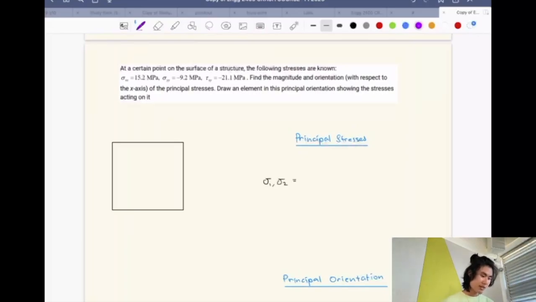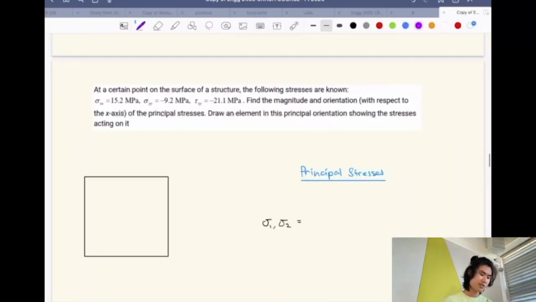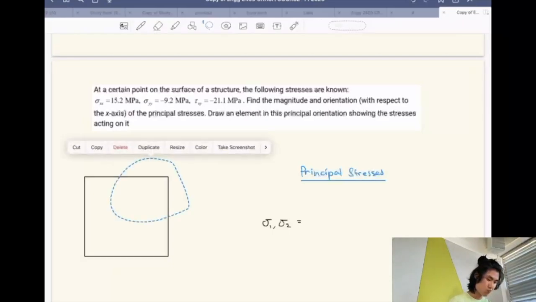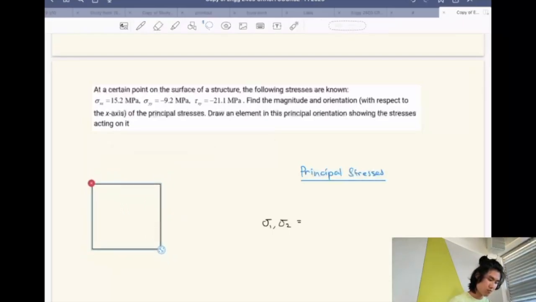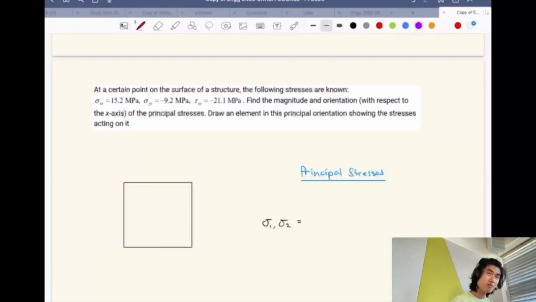So let's say at a certain point on the surface of a structure, the following stresses are known: sigma x is 15.2 MPa, and sigma y is negative 9.2 MPa. And then tau xy is negative 21.1 MPa. So how would you guys draw this on the stress element? Sigma x going sideways, like this. And this will be 15.2, right? How would you guys draw the rest of it?